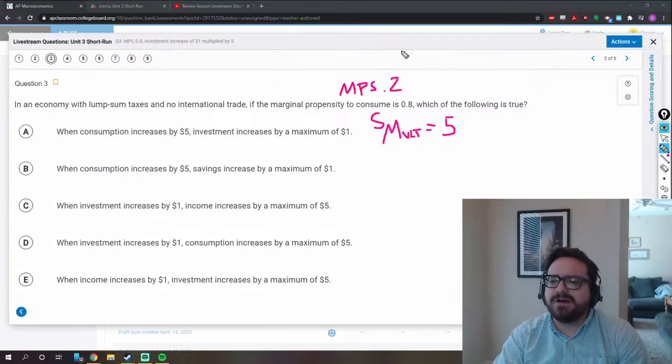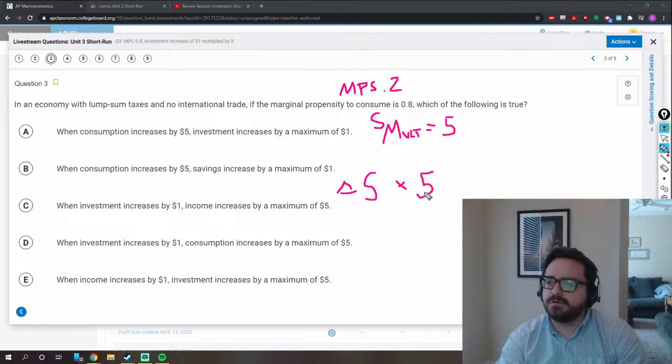I've got C, when investment increases by 1, income increases by a maximum of 5. Okay, let's look at the formula. It was a change in spending. Investment does work for that, times my multiplier, which is 5, equals my change in GDP.